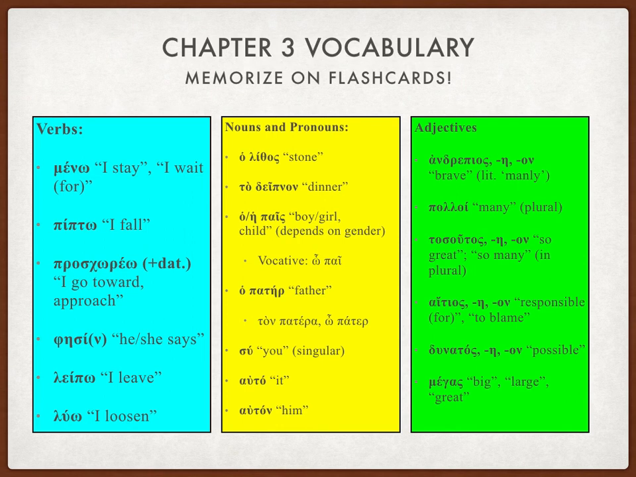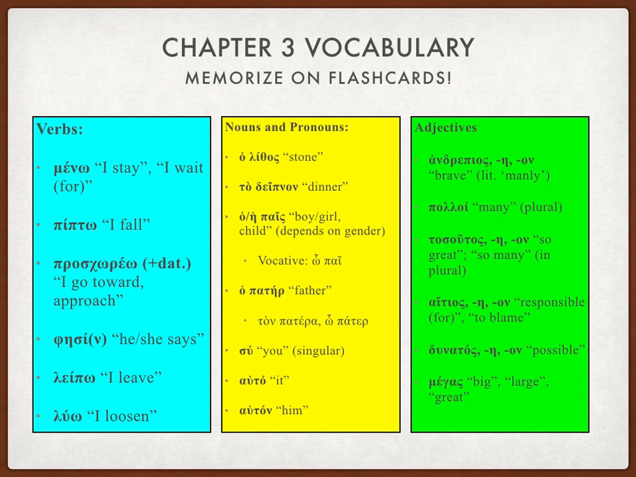Polloi means many, and it's actually a plural form, so polloi is only used to talk about many, multiple things. Tosoutos, tosaute, tosouton means so great or so many in the plural. Aitios, a, on means responsible or to blame. Dunatos, e, on means possible. Dunatos, dunate, dunaton. And a very important adjective that we'll learn a little bit about later, next chapter, megas. Megas means big or large or great.